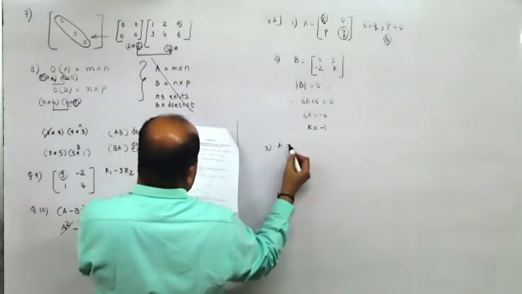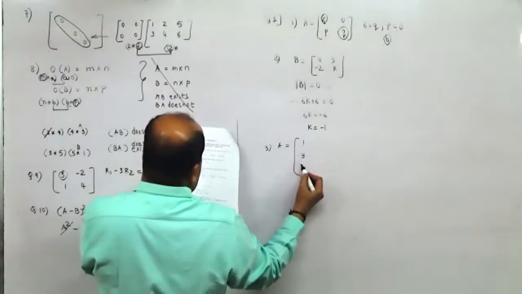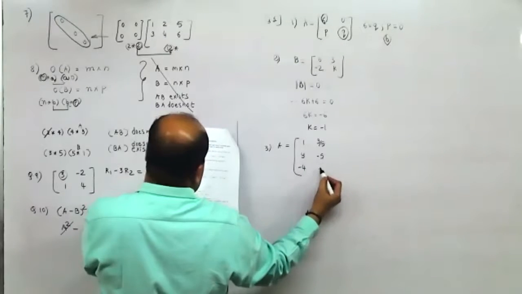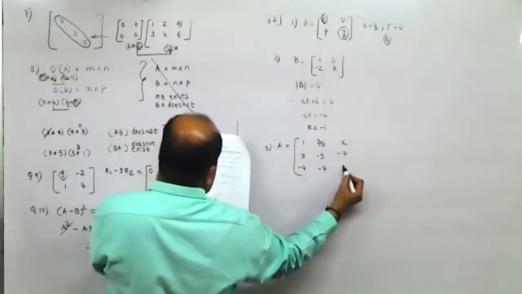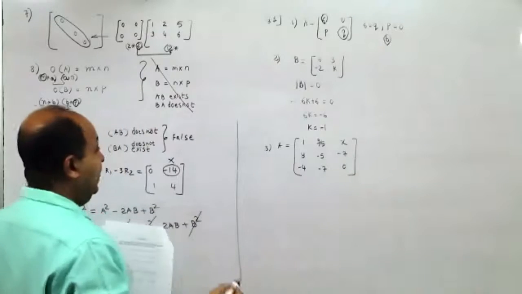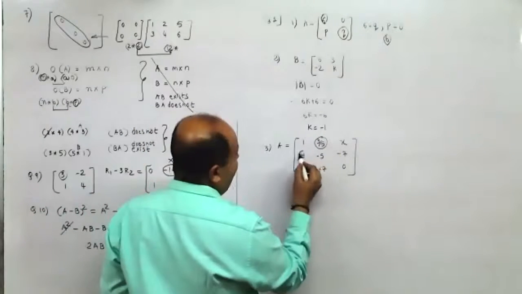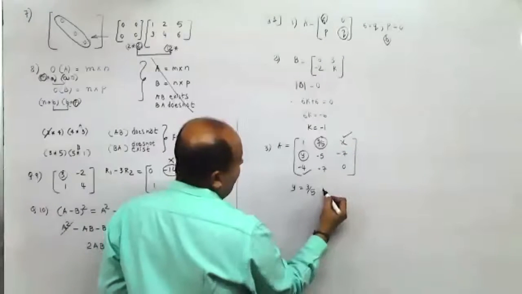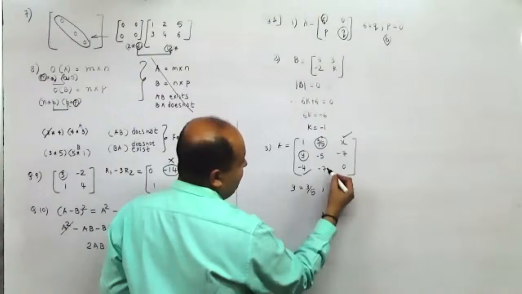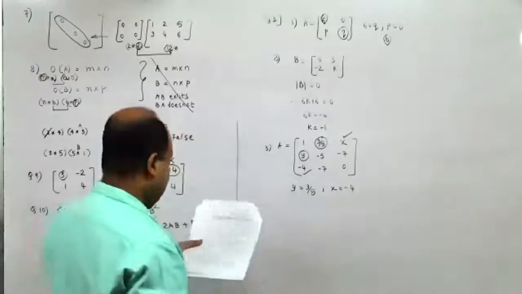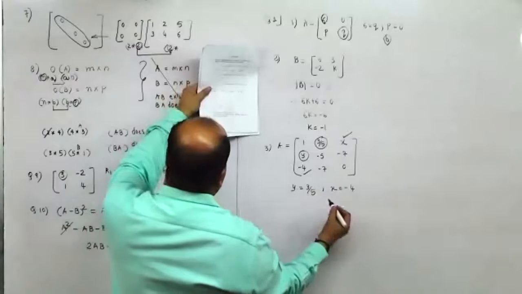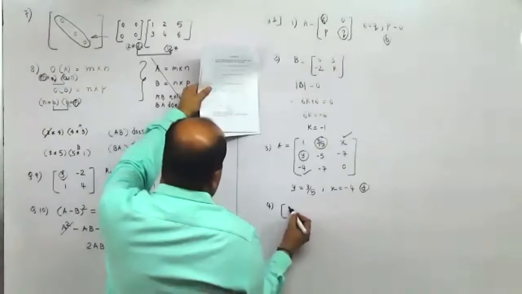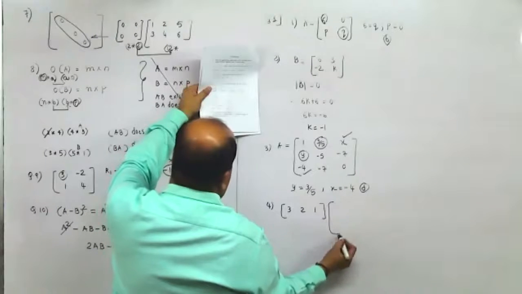Third one, A is equal to 1, y minus 4, 3 by 5, minus 5, minus 7, x minus 7 and 0, is a symmetric matrix. If it is a symmetric matrix, this and this have to be equal. So y is 3 by 5. Then this element and this element have to be equal. I hope you know how I'm figuring out that these are equal. X equal to minus 4 and y equal to 3 by 5. D is the right option. Sir, it's correct. Yeah, thank you.